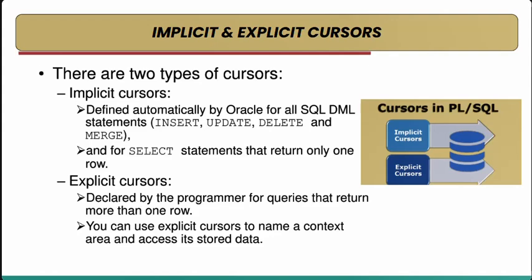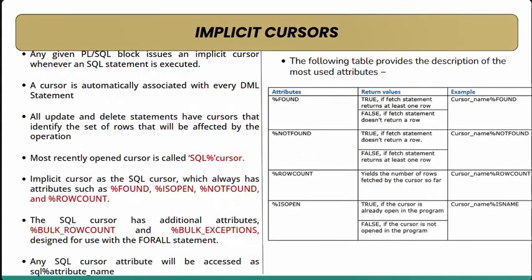Whereas explicit cursors are declared and defined by the programmers for queries that return more than one row. You can use an explicit cursor to name a context area and to access its stored data. So we can see them one by one. Implicit cursor. Any given PL/SQL block issues an implicit cursor whenever an SQL statement is executed. Cursors are automatically invoked when a DML statement is executed.